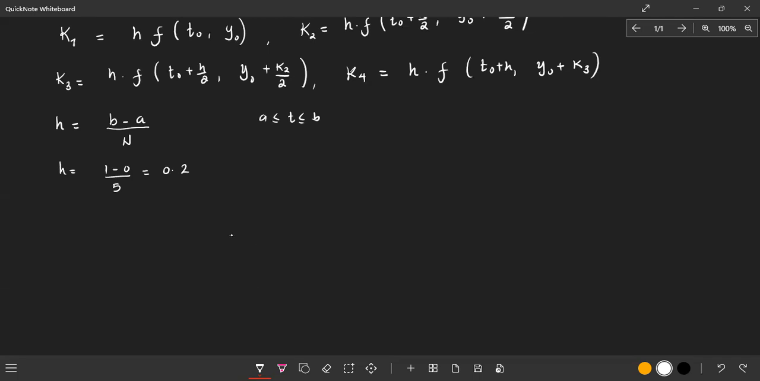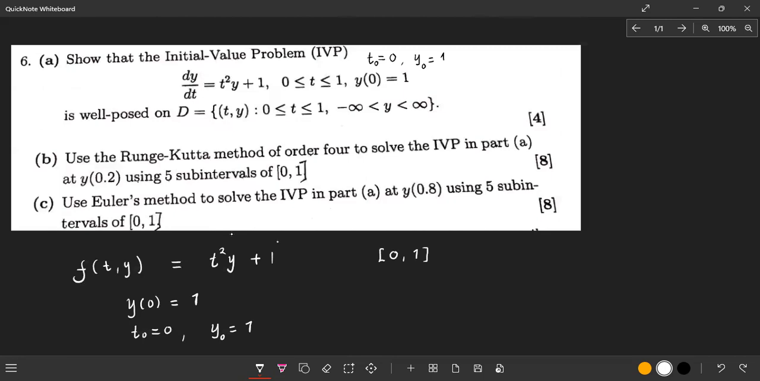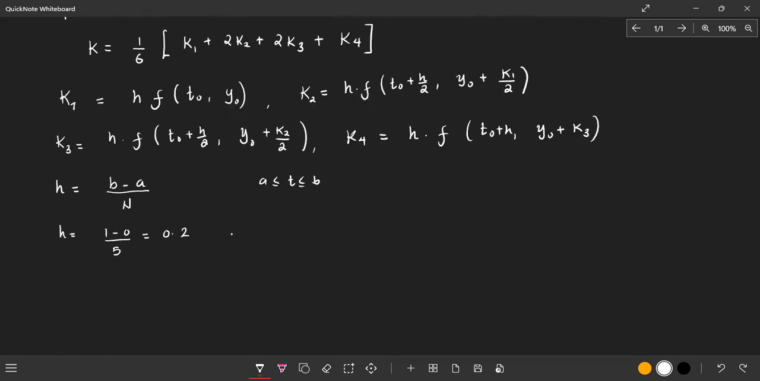Now, we want to evaluate this at 0.2. That's what the question is asking us to do, right? At t is equal to 0.2. So how do we get that t? For us to move from the starting point to that value, we need to evaluate. So t is given by t naught plus h, right? Our t naught here, we know that is 0. Our h is 0.2. So this will be our t1, and that value of t1 is just equal to 0.2.